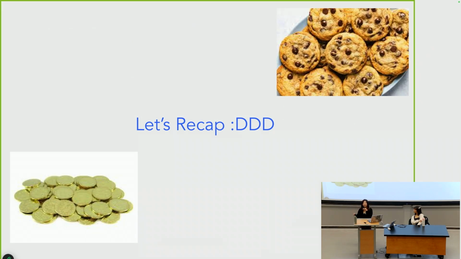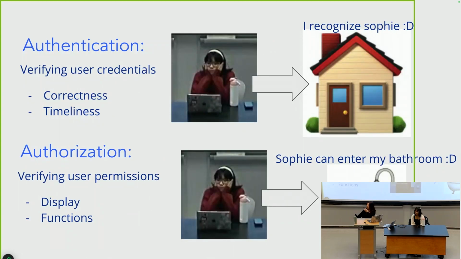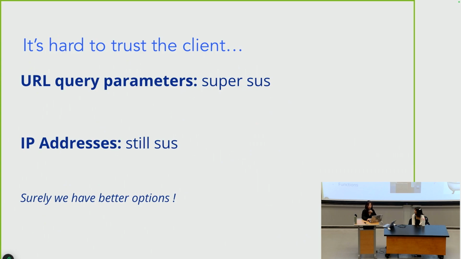Okay, so that was a lot of information. Let's recap really quickly before we dive into the workshop. Let's talk about the difference between authentication and authorization. Authentication is the process of verifying our users' credentials. If Sophie is visiting my house, authentication would be me saying, I recognize Sophie, and Sophie can enter my house. Authorization is the process of verifying the user's permissions and rendering different things conditionally depending on what permissions that user might have. If Sophie comes over, yes, I recognize her, but do I give her the permission, or the authorization, to enter my bathroom or certain rooms inside my house?